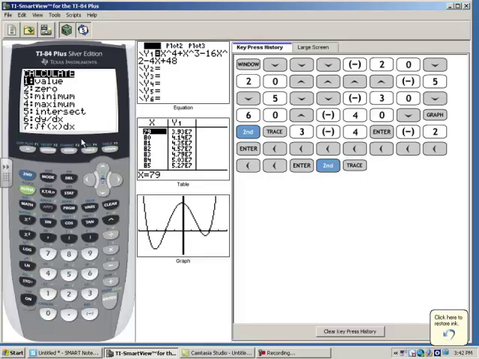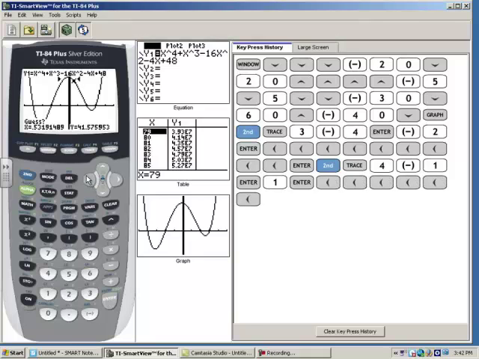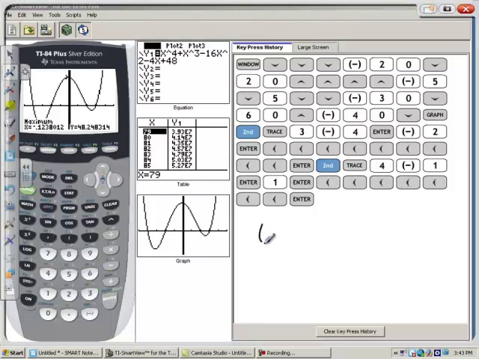This time we're going to find a maximum, that's number 4. And I see that the maximum happens between negative 1 and 1, so for left bound, I'm just going to type in negative 1, enter. Right bound is going to be positive 1, enter. And then guess, just move the cursor close to where that maximum happens and hit enter. And it tells you that's at negative 0.123, 48. So I would say negative 0.123, 48.25. This is a relative maximum.